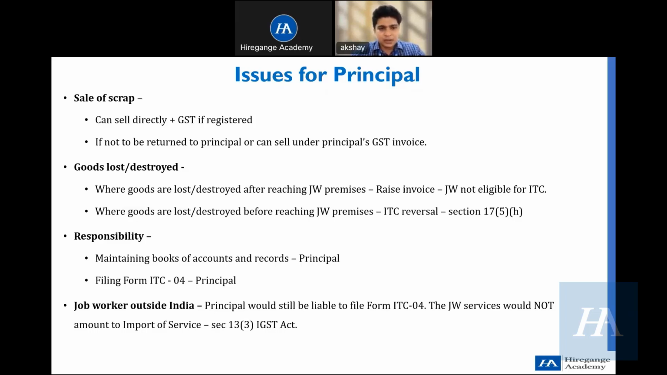Coming to responsibility, in the concept of job work, all the responsibility lies with the principal, because he is the one who is paying the taxes on the goods and is also required to take the credit and pay the taxes against the goods which are directly sent out from the job worker's premises.